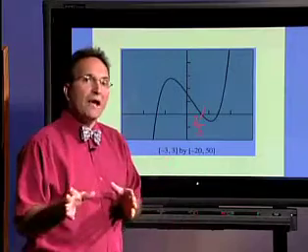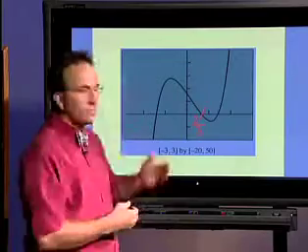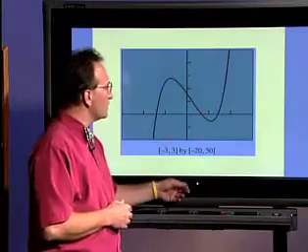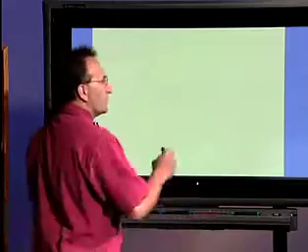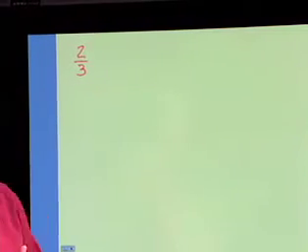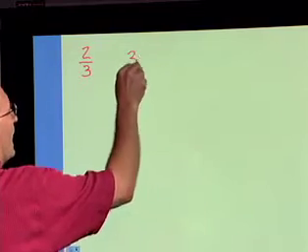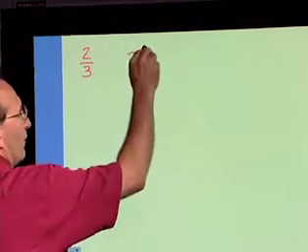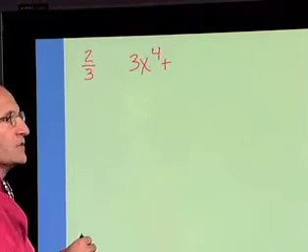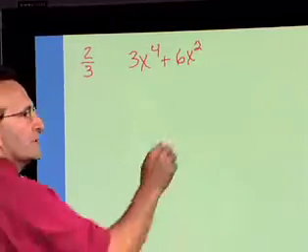So what we do now is we use synthetic division of the 2/3 into that original function. And when we do that, we come up with the following result. We divide by x equals 2/3, and I'll leave the synthetic division up to you, but what it would leave us with is 3x to the 4th power plus 6x squared, then minus 24.